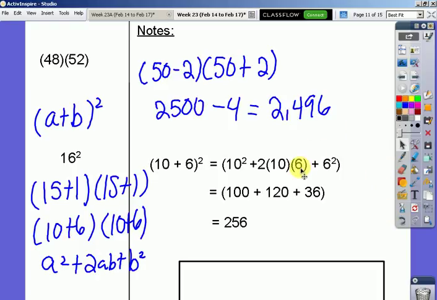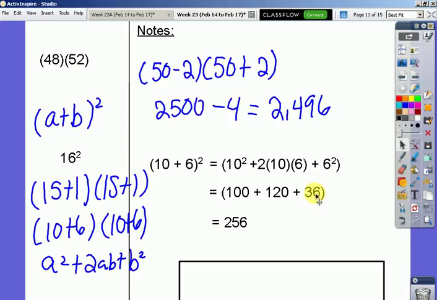Do you have any questions about what I just did? Take two numbers that are easy to square and work with those instead. So 10 is easy to square, 6 is easy to square. I just take those two middle ones, multiply them together, double it. And then you're just adding things at this point. It's a lot simpler than saying 16 times 16 and then writing it out.